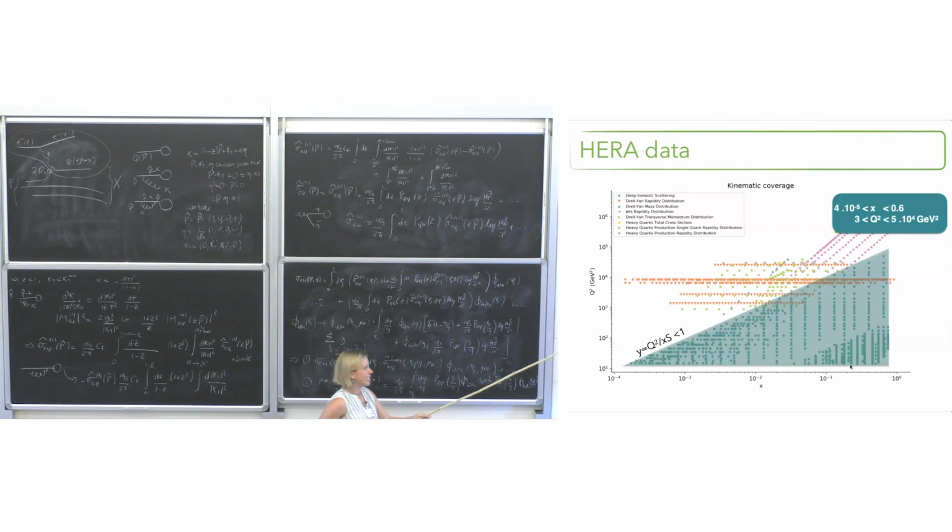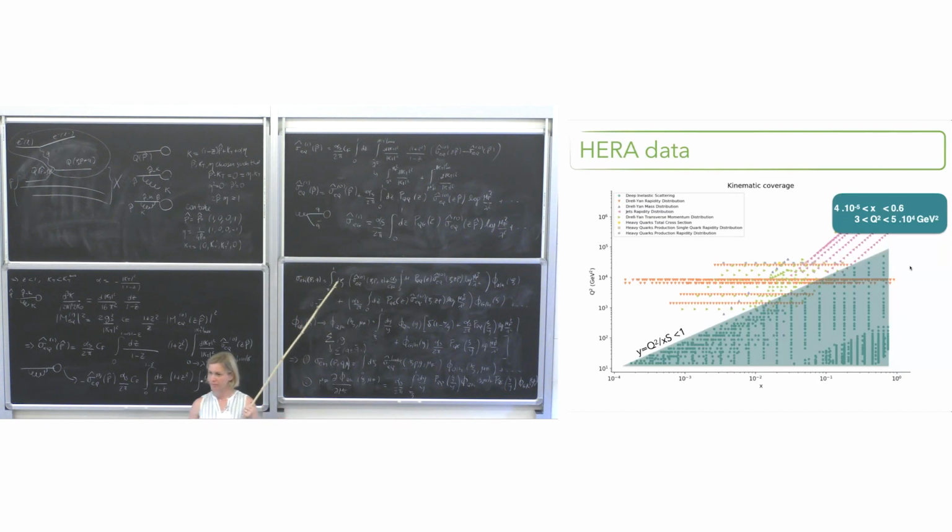And the HERA data cover a broad region of X, because the Bjorken X that is measured there goes between 4 × 10⁻⁵ up to 0.6, okay? Remember, the Bjorken X is what magically corresponds to the X of the partons in the parton model, but the Bjorken X is an experimental quantity, depends on the angles and the energy. So it's a macroscopic quantity that corresponds to the fraction of momentum carried by the partons, okay? And the Q squared, again, goes between 3 GeV squared up to 5 × 10⁴.